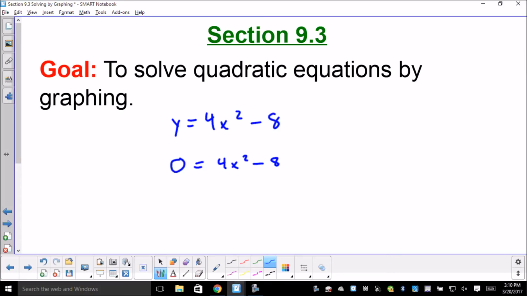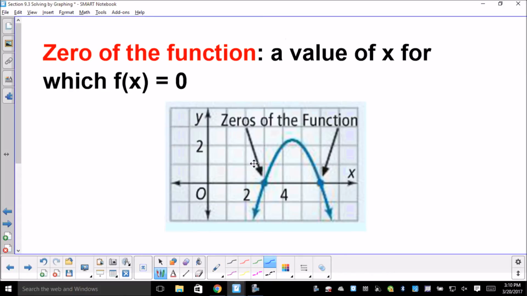Now the first thing we need to know is this thing called the zero of a function. The zero of a function is simply a value of x for which f of x is 0, meaning I take a number, plug it into my equation, and I get 0. Now the point of this video is to look at how to find these graphically. So if I'm looking at these points graphically, the zeros of a function are simply where the graph crosses the x-axis.